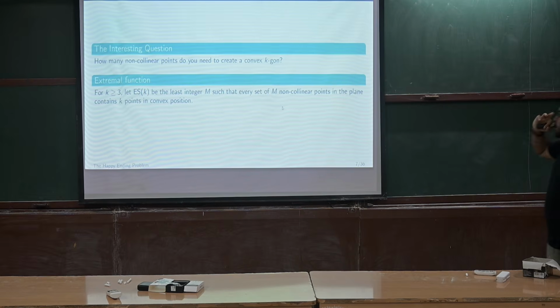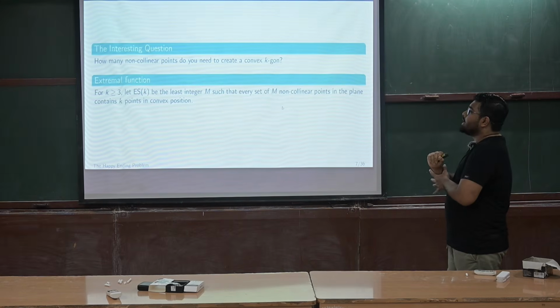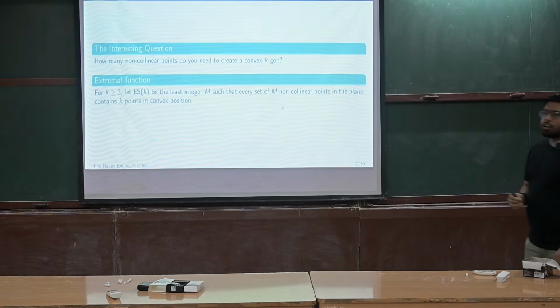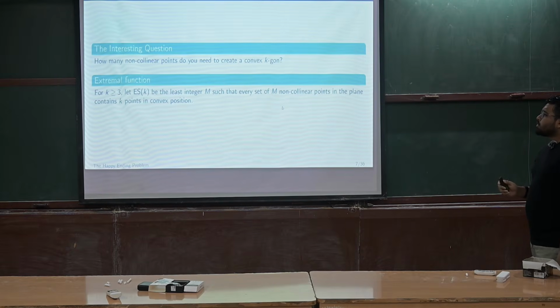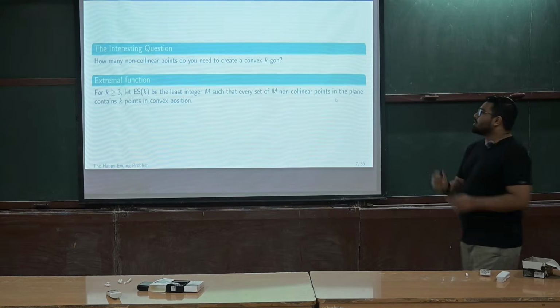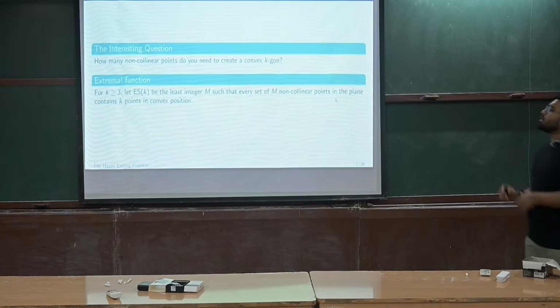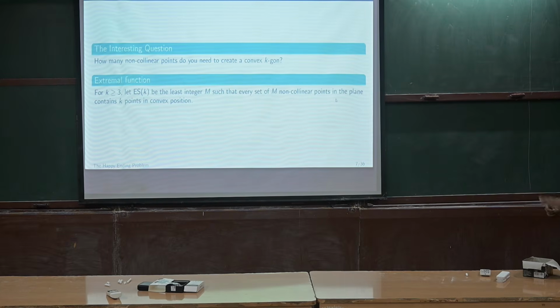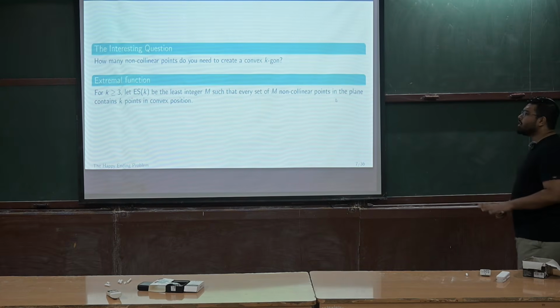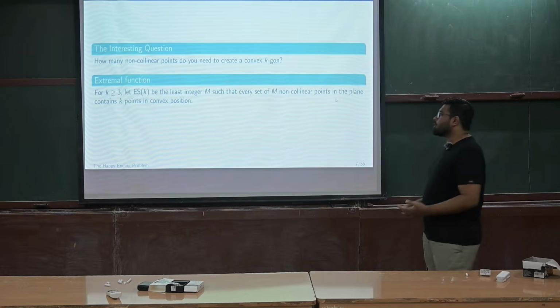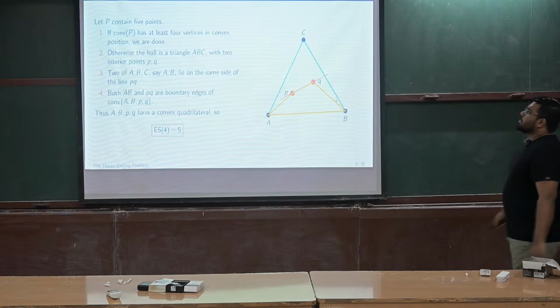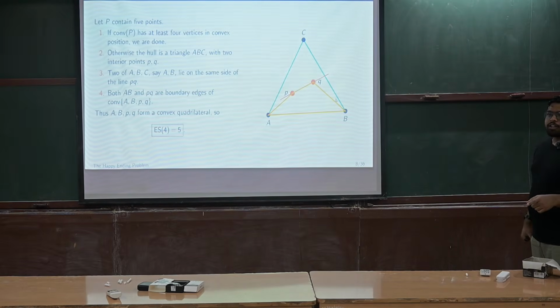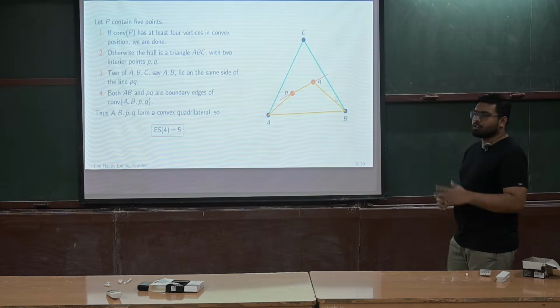It's represented by a function written as ES of k. That's called the Erdős-Szekeres function. That is an extremal function. It is the least integer m such that every set of m non-collinear points in the plane contains k points in convex position. As Joshua said, you need 5 points to create a convex polygon, or a quadrilateral rather.